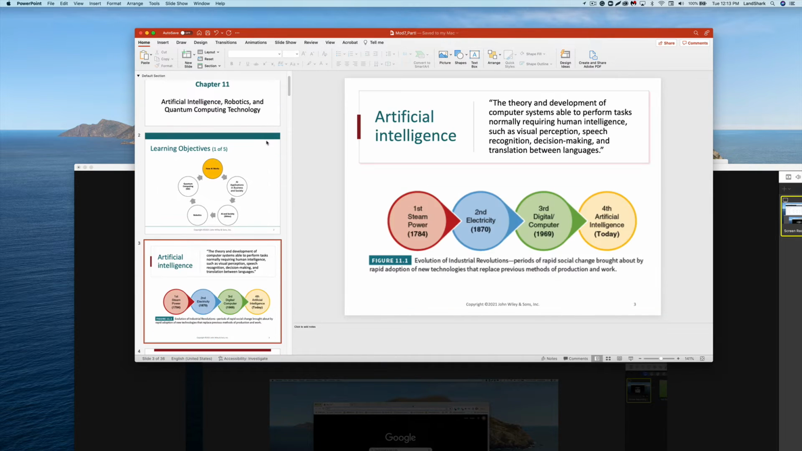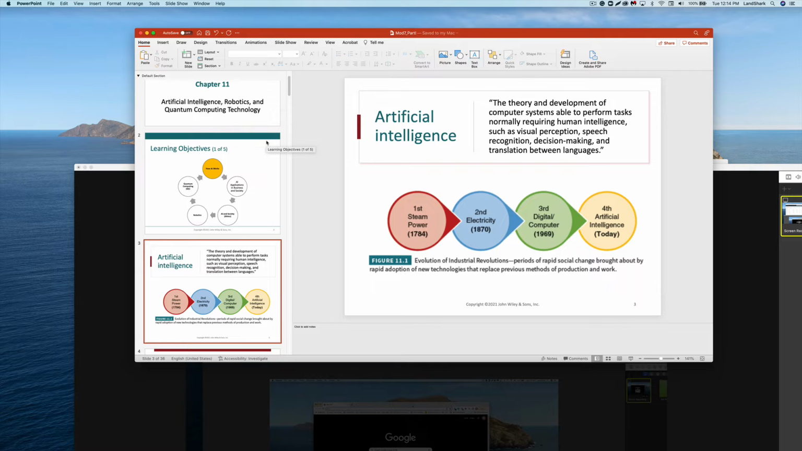And how AI works. So artificial intelligence is basically a theory and development of computer systems able to perform tasks normally requiring human intelligence, such as visual perception, speech recognition, decision making, and translation between different languages.